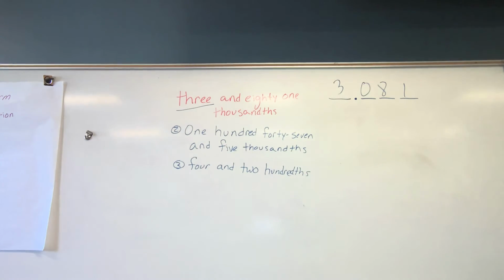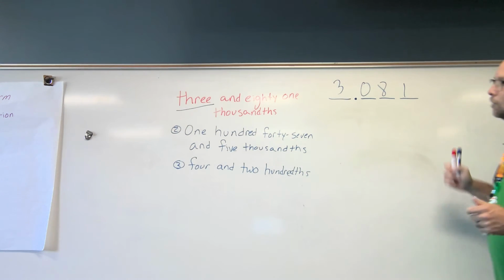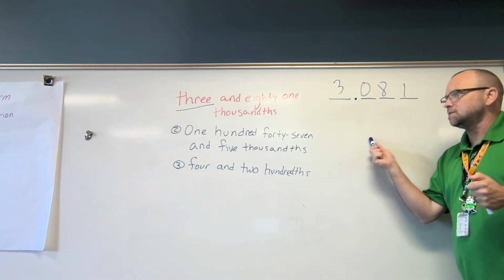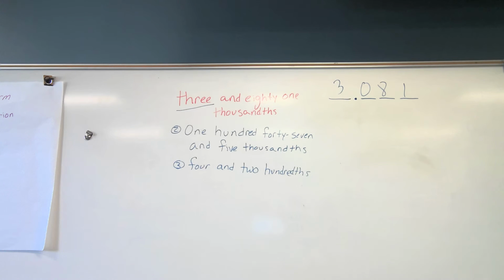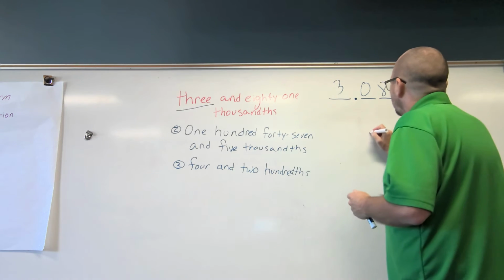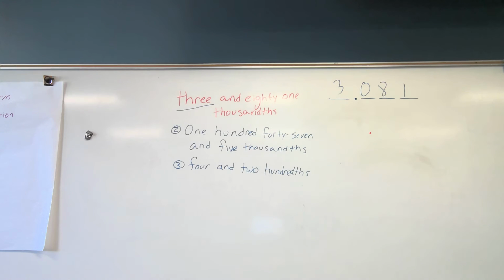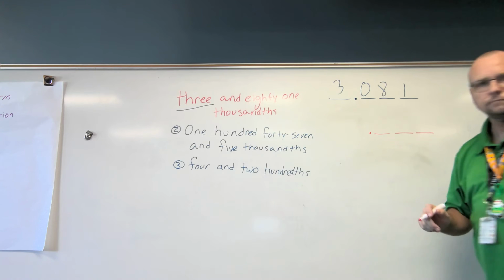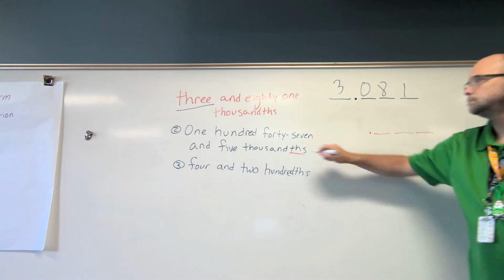Maxwell, let's look at this second one. 147 and 5 thousandths. So, Maxwell, does this have a decimal point in it? Yes. Maxwell, how many numbers behind the decimal point? 3 numbers. How do you know? Because it says thousandths and thousandths is in the 3rd place.